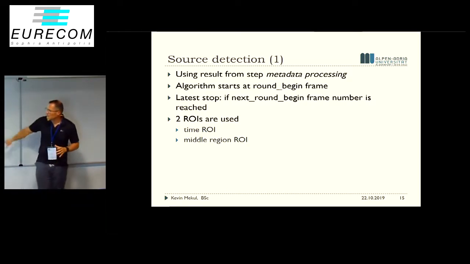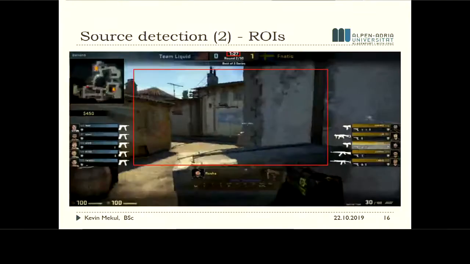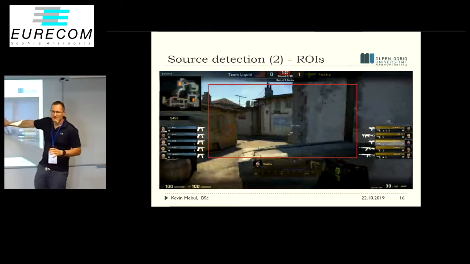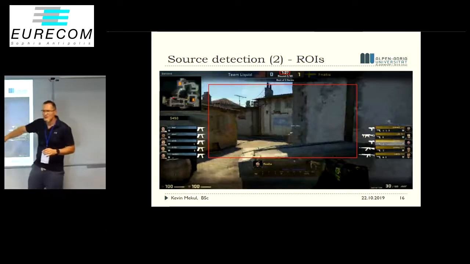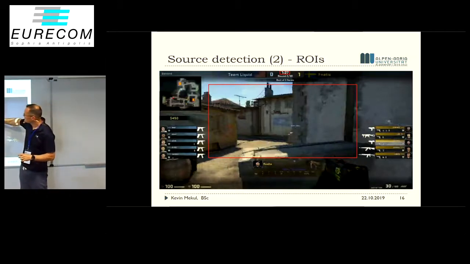And he uses 2 regions of interest for search. It was the time and the middle of the picture. Why the middle of the picture? Because all the HUD, the head-up display, is changing all the time because the commentator has different versions of the HUD, and then of course this messes up the content-based retrieval algorithm. So he was focusing just on the middle.